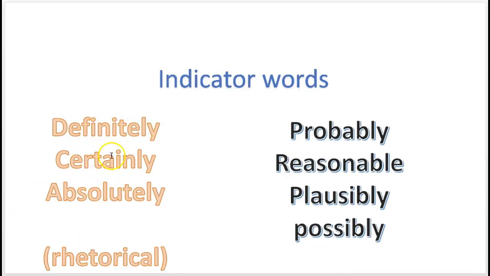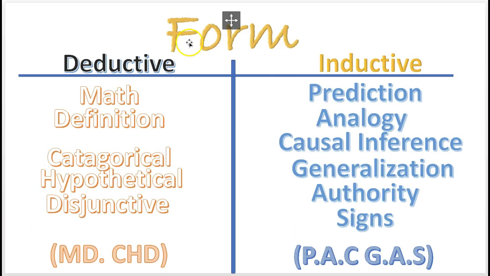Deductive indicator words: definitely, certainly, absolutely. Inductive indicator words: probably, reasonably, it's plausible, and it's possible. You've also learned about forms, deductive forms of arguments. The DR. CHAD PACGAS. Deductive arguments from math, definition, categorical, hypothetical, etc. Inductive, these here. That's a great job.